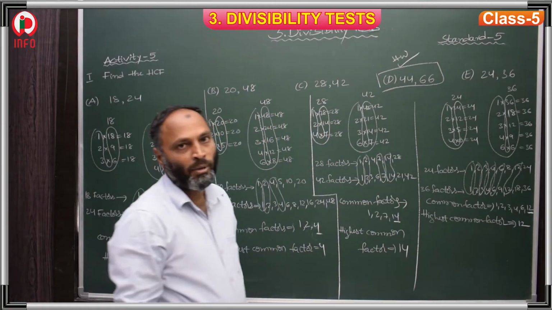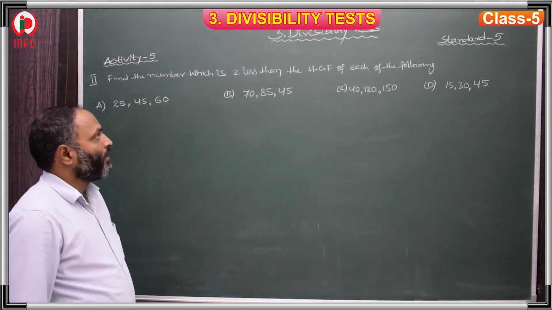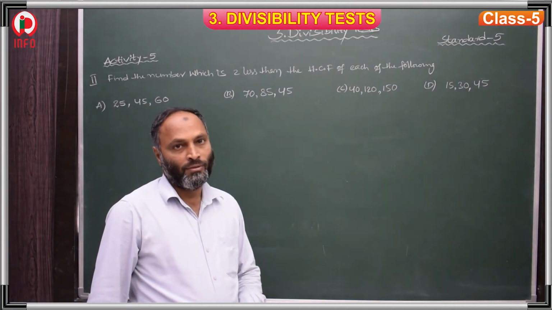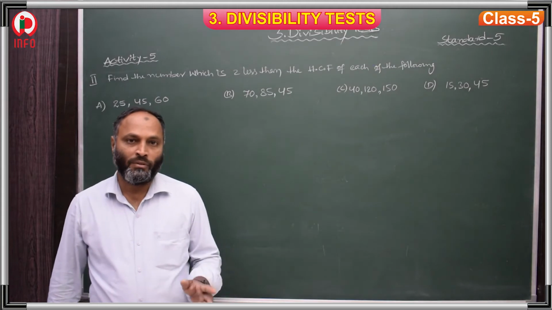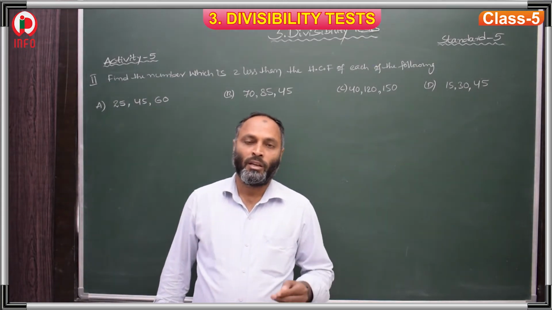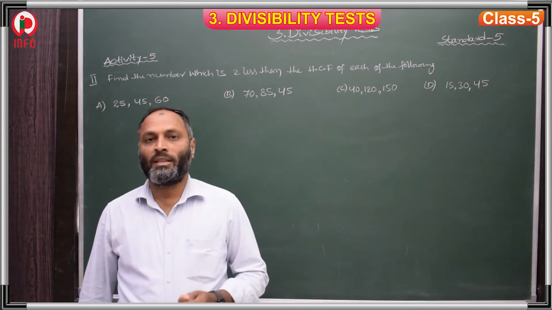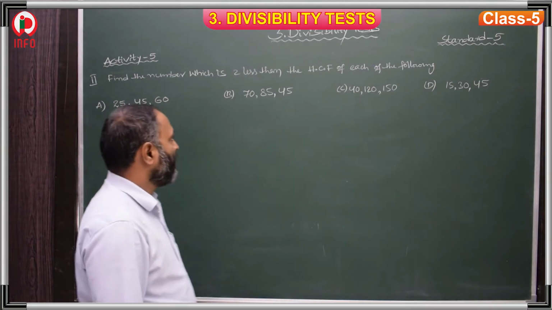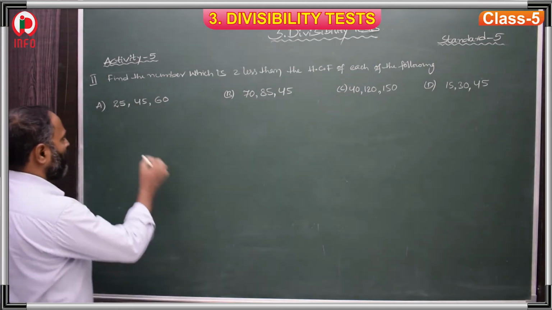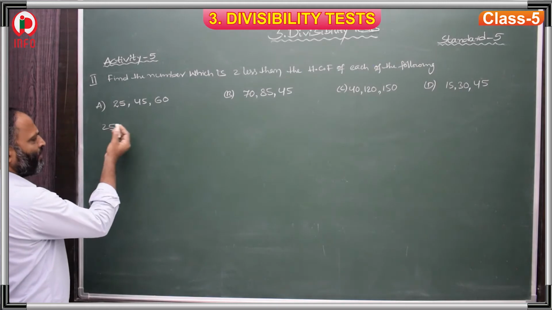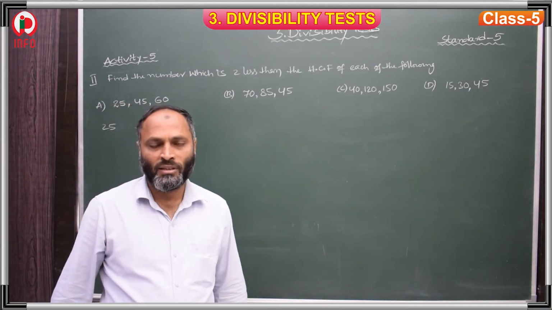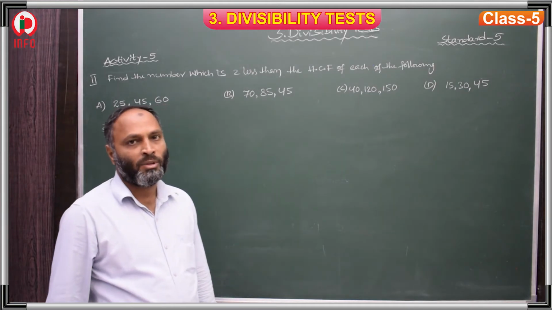Home assignment. Here, find the number which is 2 less than the HCF of each of the following. 2 less than the HCF. First we have to find the HCF. After finding the HCF we have to subtract 2, because here "less than" is given, 2 less than the HCF. So first you find the HCF of 25, 45 and 60. You can use the prime factors method or the factorization method, that is your wish. Here I want to take the prime factors method.